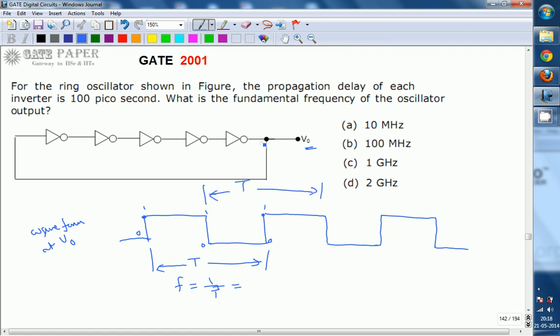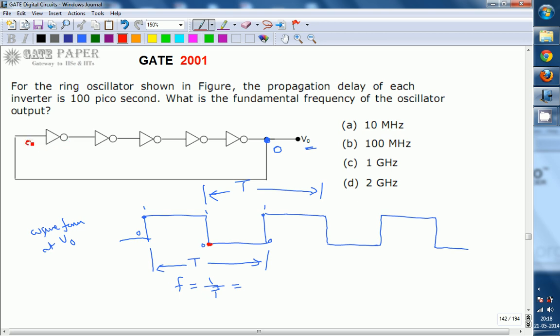Now we are concentrating on V0, this node. Assume that at this point the node is at 0. Just now it has changed to 0. When this 0 will change to 1, how much time the 0 remains at that point, we will decide first. This 0 is now available as input for this inverter.